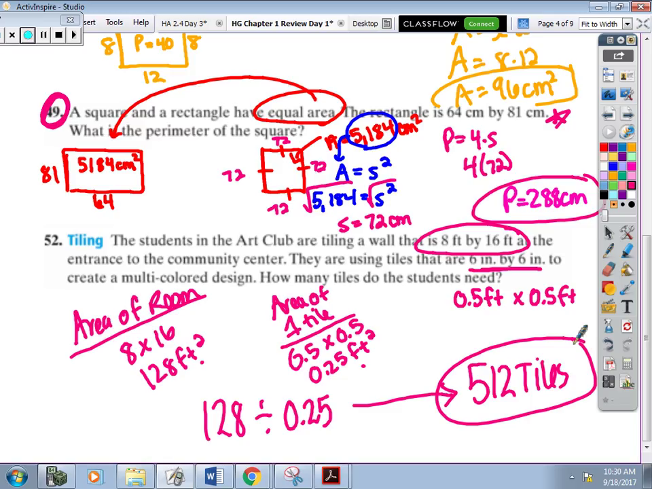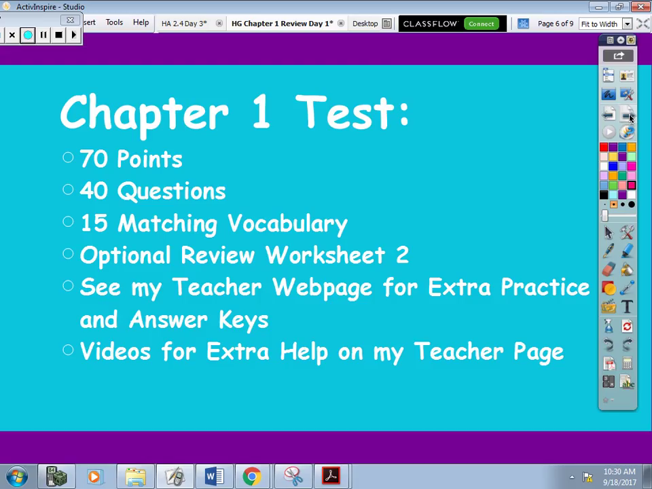Any other questions on our homework assignment? Okay. Just a little heads up. Chapter 1 test is going to be 70 points tomorrow. Again, as I mentioned, when you walk in the door, I will hand you your test and you will sit down and get started so that everyone has enough time. Many of you will only take 30 minutes, 25 minutes, but you'll have all that time for those of you that need to double check your work.